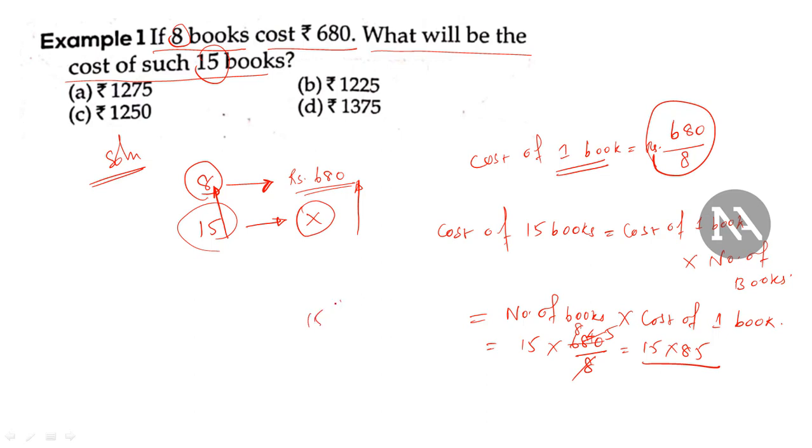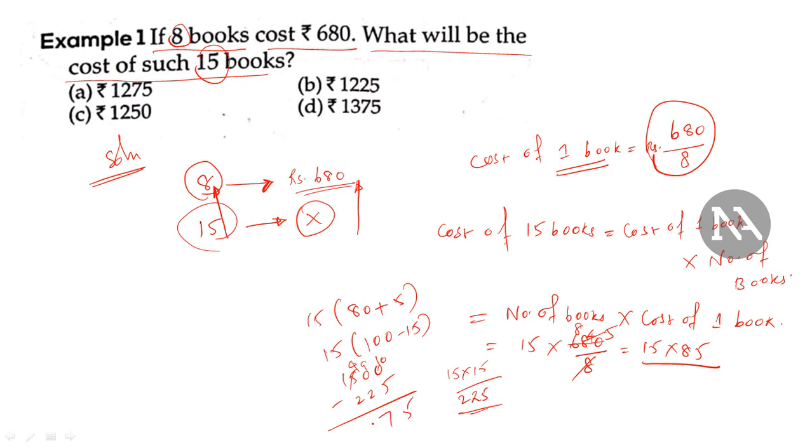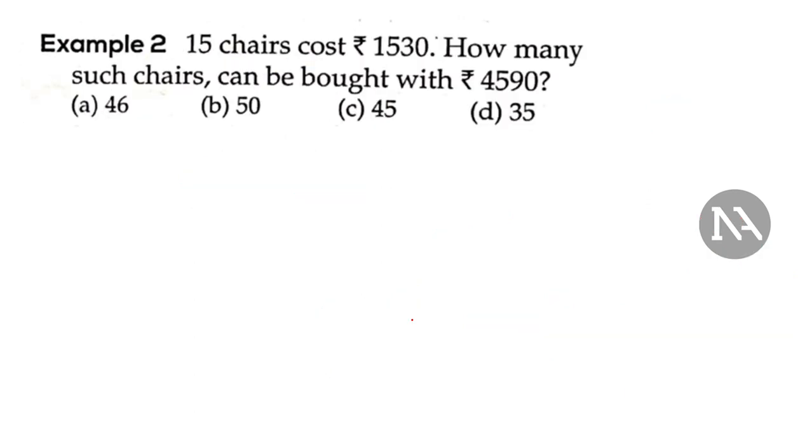I will first write 80 plus 5. Otherwise I can write this as 15 into 100 minus 15. I can write like this. So here 15 into 100, this is 1500. Then 15 into 15, we know that it will be 225. So minus 225. This will give you 1275. The answer is 1275. So this is the shortcut I told you. Next question.